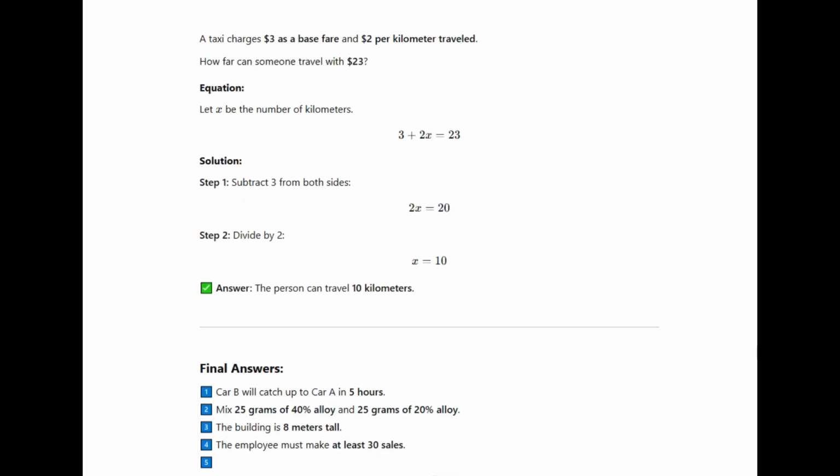Final answers. 1. Car B will catch up to Car A in 5 hours. 2. Mix 25 grams of 40% alloy and 25 grams of 20% alloy. 3. The building is 8 meters tall. 4. The employee must make at least 30 sales. 5.